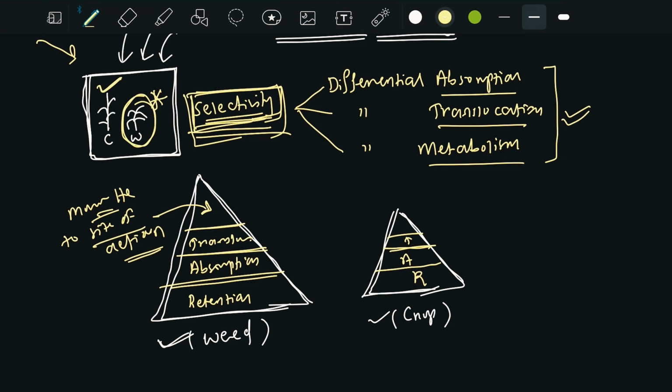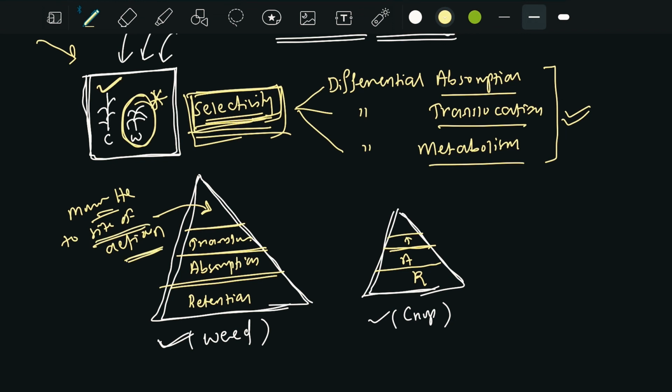It may affect the photosynthetic rate, it may affect the respiration, it may affect the cell division, it may affect different physiological and biochemical functions inside the particular plant, that means the weed or the crop, and it is capable of suppressing or killing that weed. Okay, so that is known as the site of action.